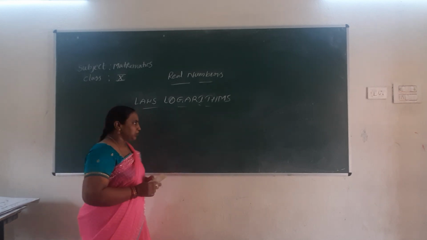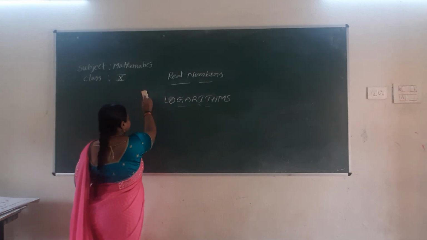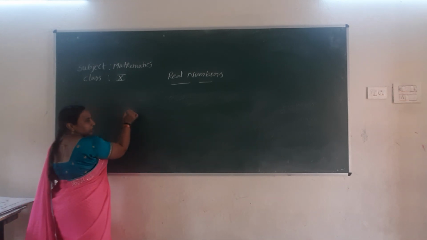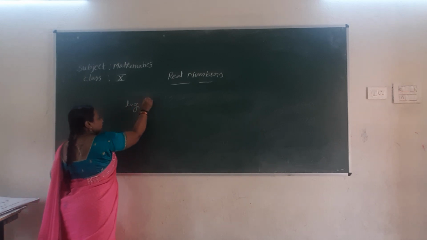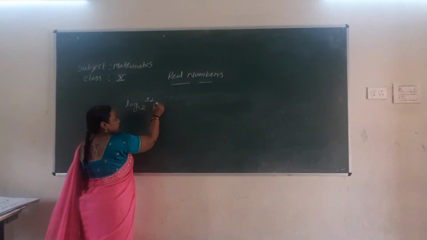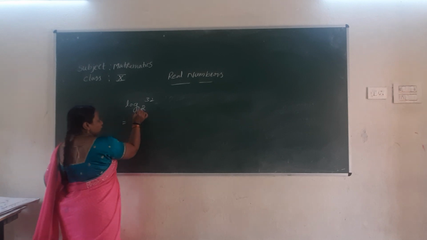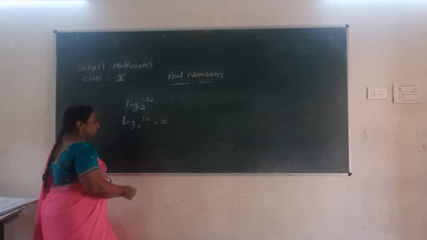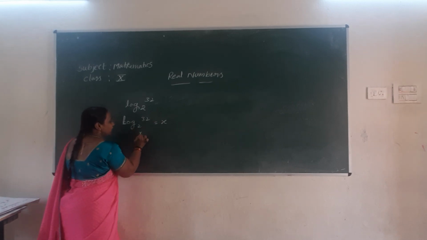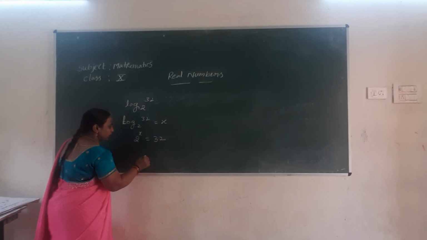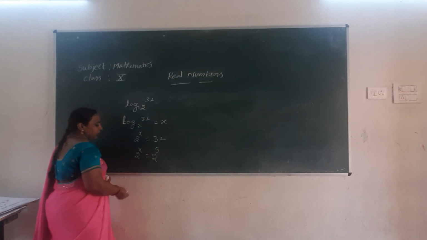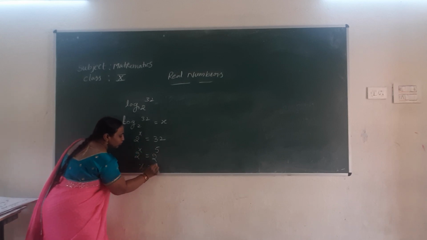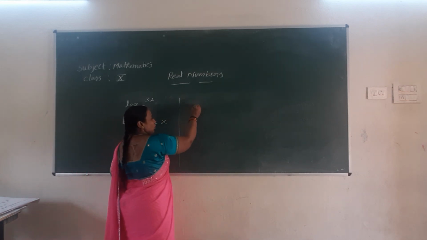First, I will solve some problems. Determine the logarithmic values. Log 32 base 2 equal to x. It can be written in the exponential form: 2 power x equal to 32. 32 can be written as 2 power 5. The base is the same, so the powers are equal. x equal to 5.